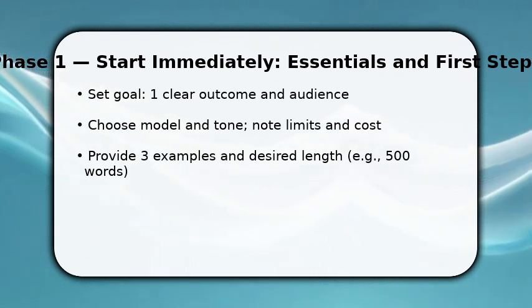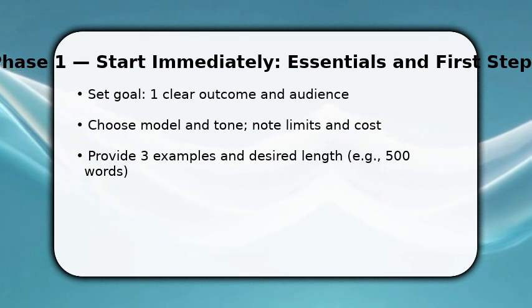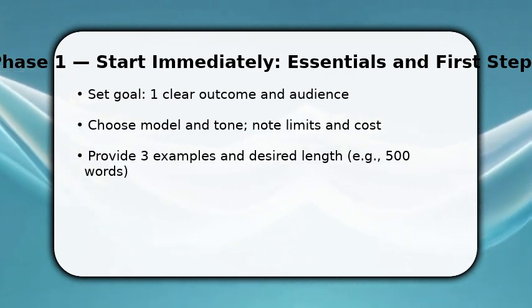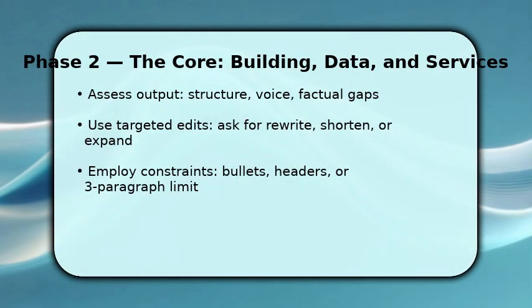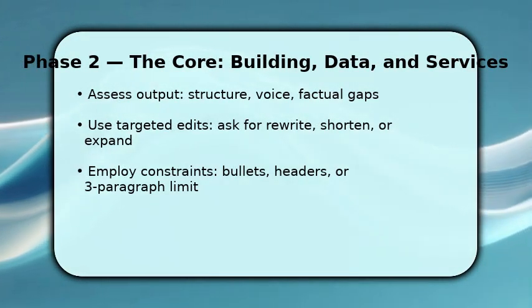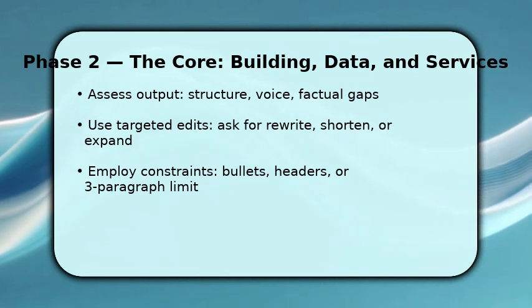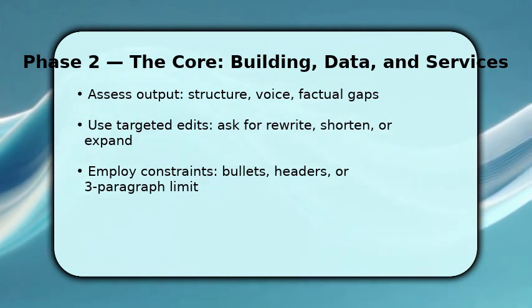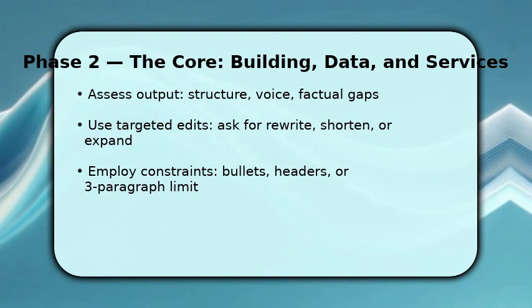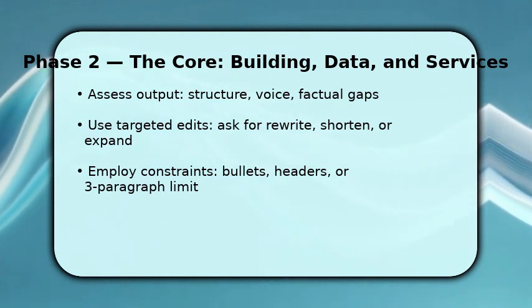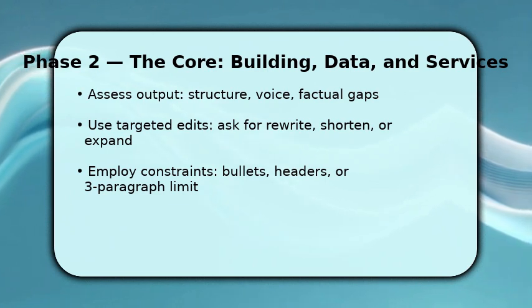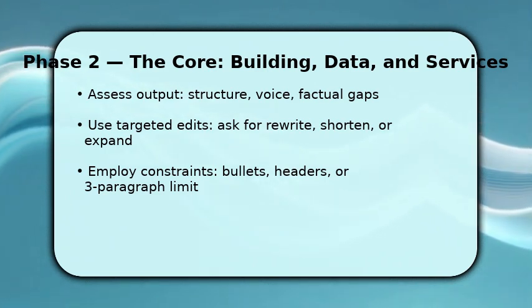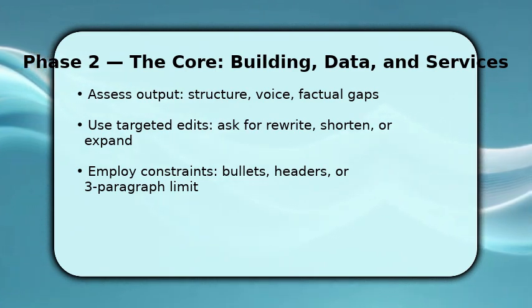You now have a working prompt that produces focused drafts instead of vague output, so you save time and get usable text immediately. You evaluate the draft for structure, voice consistency, and factual gaps, then mark precise changes. Ask the model to rewrite specific sections, shorten paragraphs, or expand examples with 2 extra details. Name the sentences to change. Make sure to use constraints like bullet lists, headers, or a 3-paragraph limit so the output is predictable.